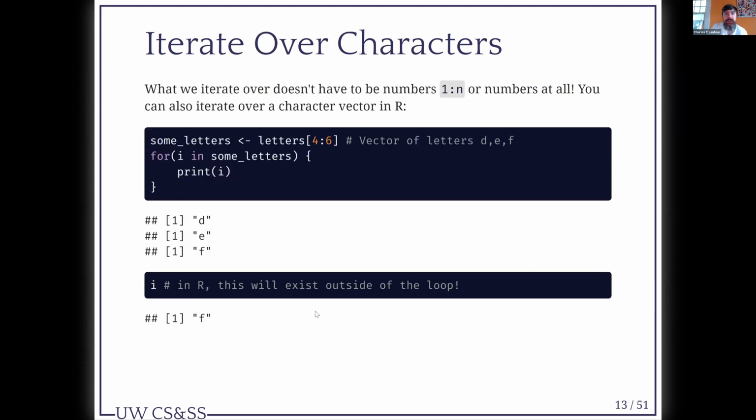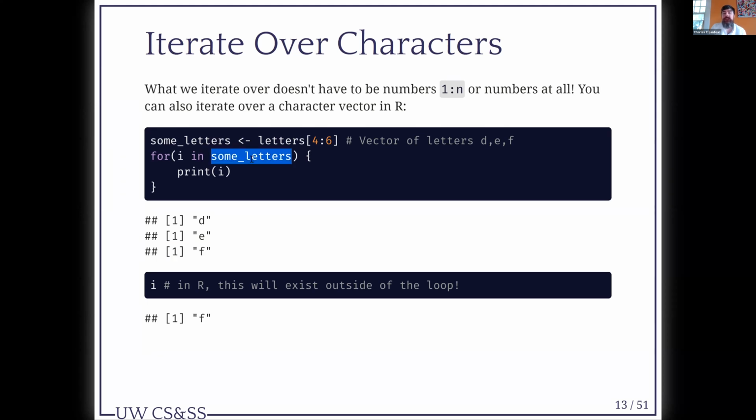Okay. So we don't have to iterate over just numbers in a loop either. We could iterate over a character vector in R. Here, I'm going to say the object some_letters is equal to letters 4 through 6. So if we remember, letters is a vector in R that contains the 26 lowercase letters of the English alphabet. I can get the 4th through 6th letters, which are d, e, and f. So some_letters is literally d, e, and f as a vector. I could say for i in some_letters print i. So what it's going to do is print the first element of some_letters, then the second element, then the third element, right?